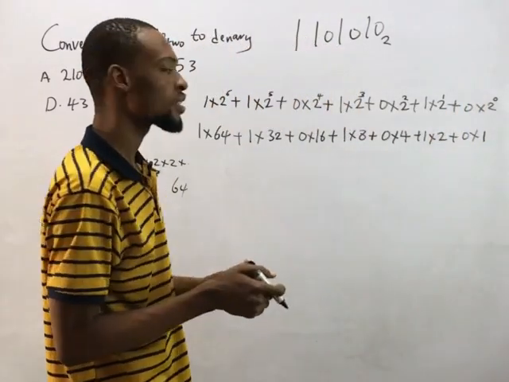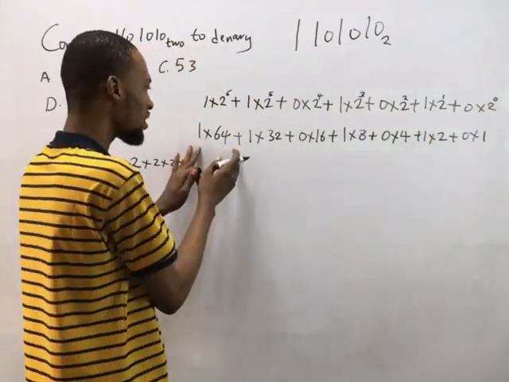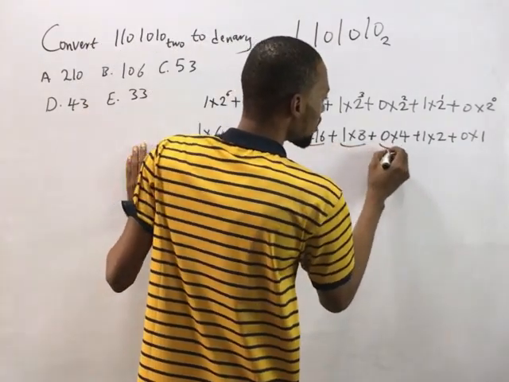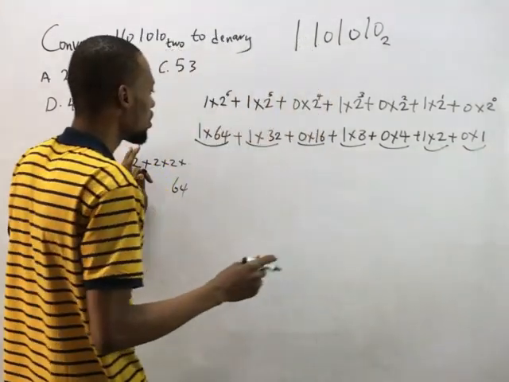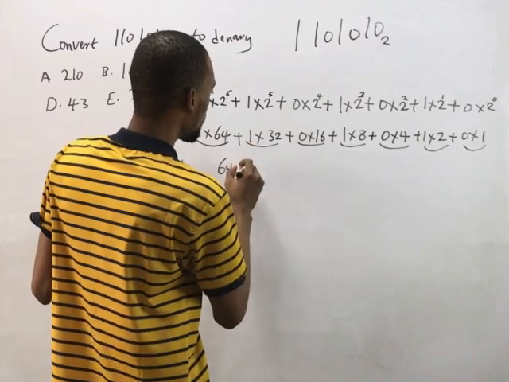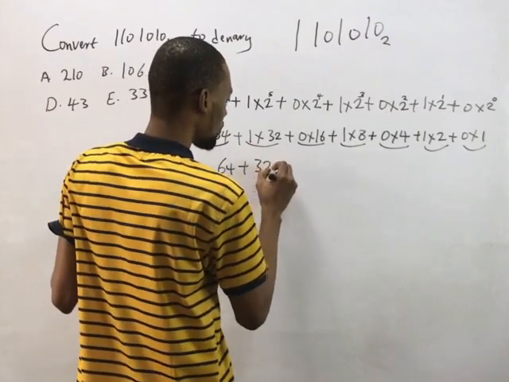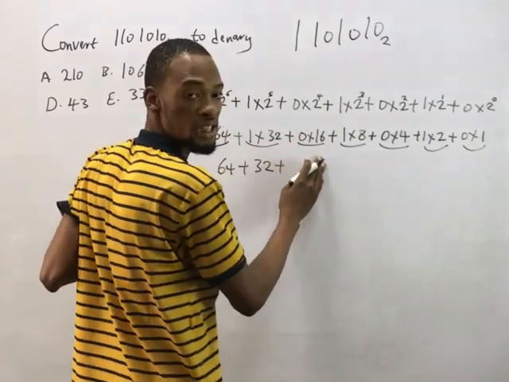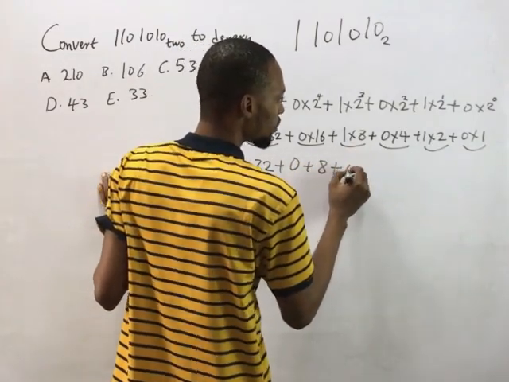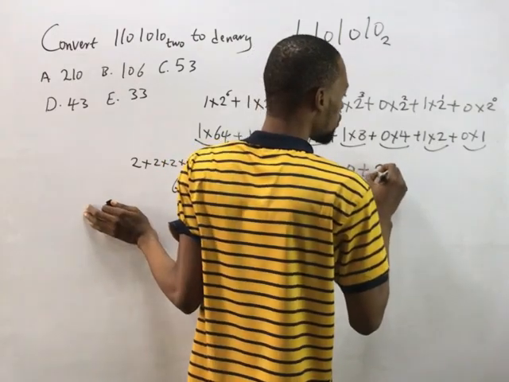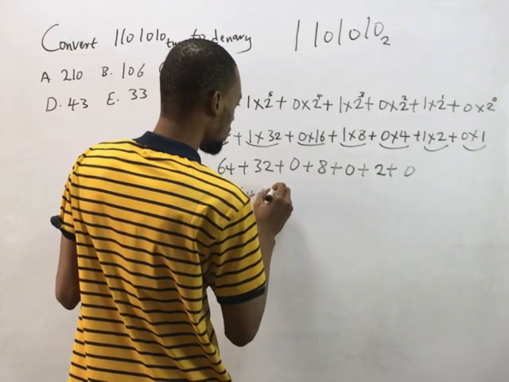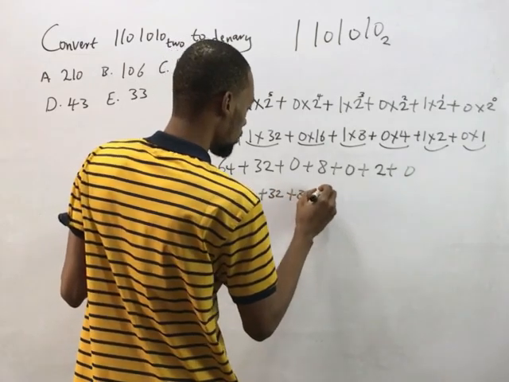Any meaningful number raised to the power of 0 will give you 1. Now that you've arrived at this, you multiply this times this, and so on. So 1 times 64 will give you 64, plus 1 times 32 will give you 32, plus 0 times 16 will give you 0, plus 1 times 8 is 8, plus 0 times 4 will give you 0, plus 1 times 2 is 2, plus 0. So the meaningful numbers are 64 plus 32 plus 8 plus 2.